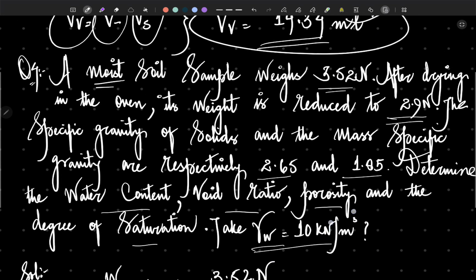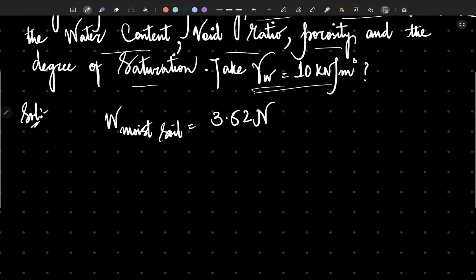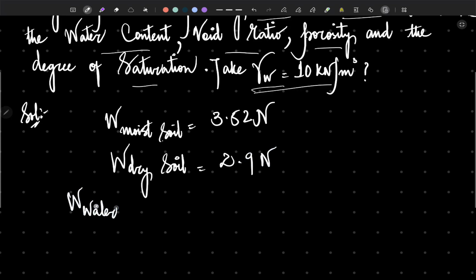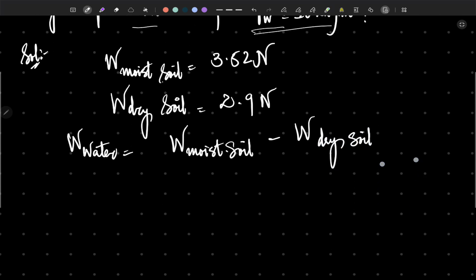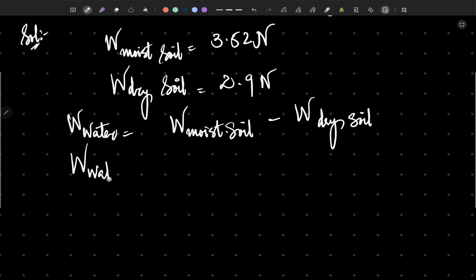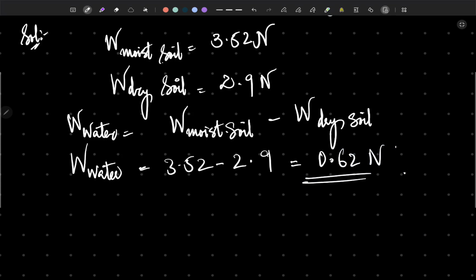Then it says after drying in the oven, its weight was reduced to 2.9 Newtons. Weight of dry soil, 2.9 Newtons. We can find the weight of water. It will be weight of moist soil minus weight of the dry soil. So weight of water, how much? 3.52 Newton minus 2.9 Newton, which is 0.62 Newton. This is the weight of water.